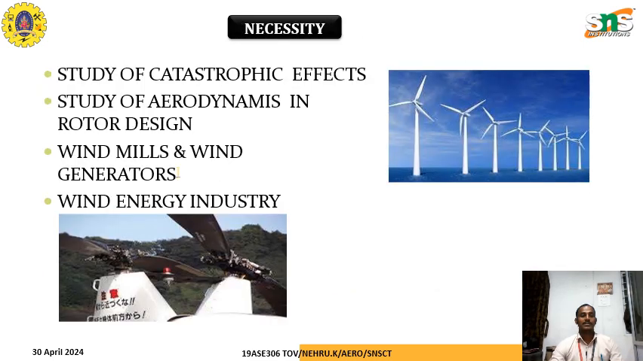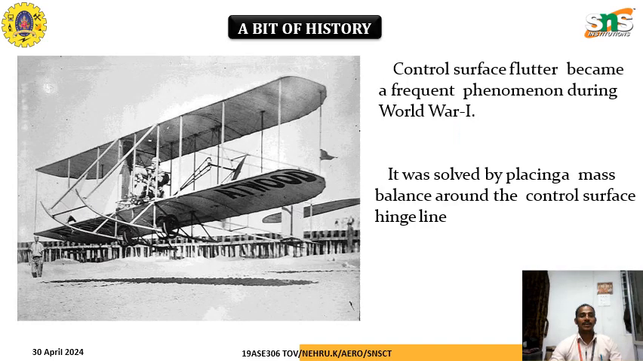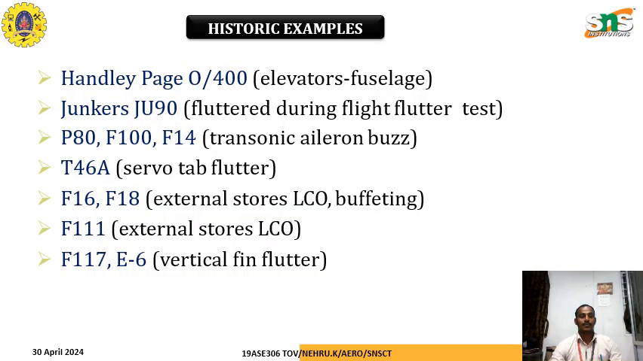It is necessary to understand the catastrophic effects, the study of aerodynamics in rotor engine, rotor design, windmills and wind generators, wind energy studies, and high speed operation of aircraft wings. And a bit of history: control surface flutter became a frequent phenomenon during World War I. It was solved by precise mass balancing around the control surface engine line.